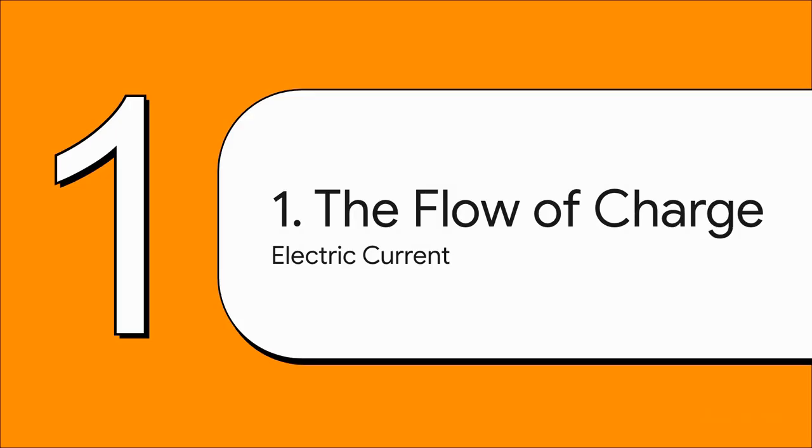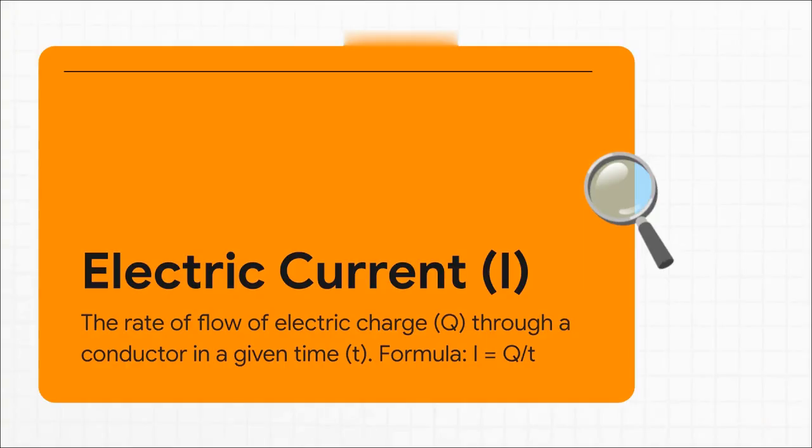Okay, so let's meet our first character, the flow. Now, when we're talking about electricity, we're not talking about water in a river. We're talking about the flow of something totally invisible and incredibly tiny, electric charge. And this flow has an official name, electric current. The river analogy is perfect here. You know how water current is just how much water flows past a certain spot every second? Well, electric current is exactly the same idea. It's just how much electric charge, which we call Q, moves through a wire in a certain amount of time, T. It's this constant massive parade of electrons on the move.